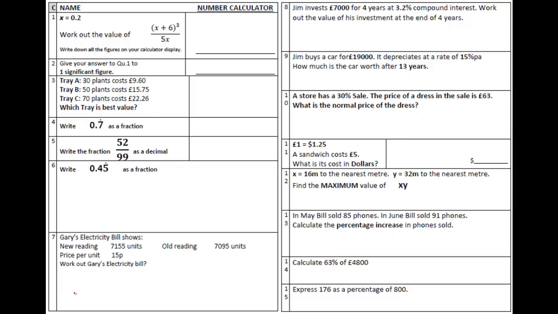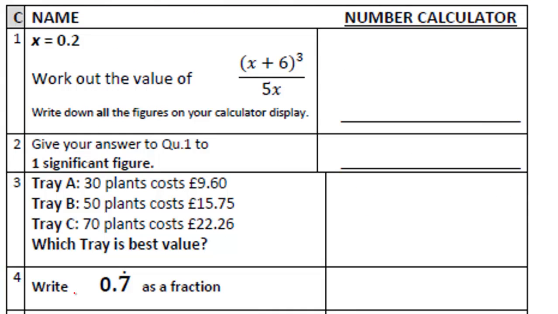This is the number calculator set C worksheet. Okay, make sure you have done set A and set B so far, and let's look at what set C should look like. So this is what you should have in front of you. You should have a calculator nearby, and it's the calculator paper. Okay, let's go through this quickly.